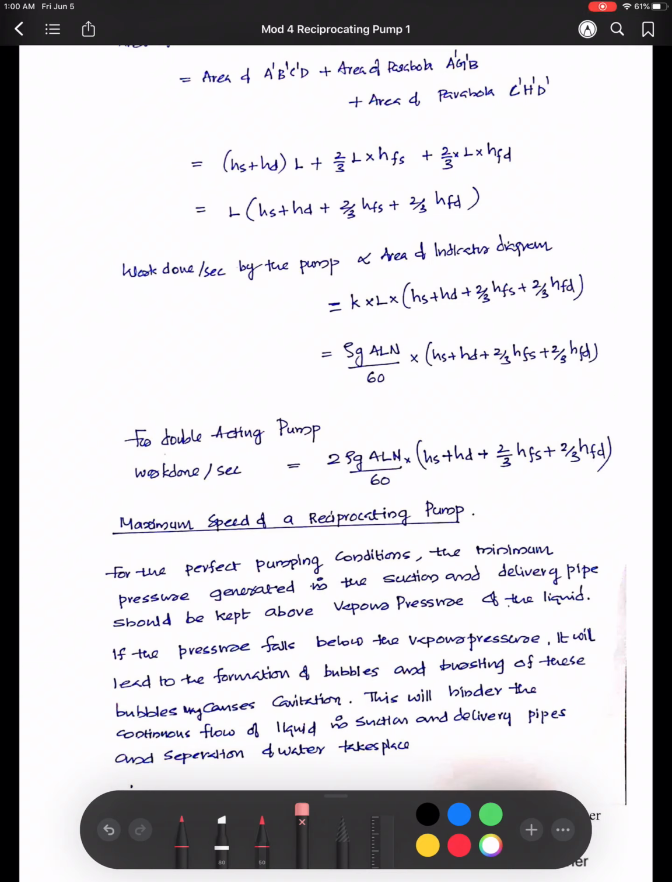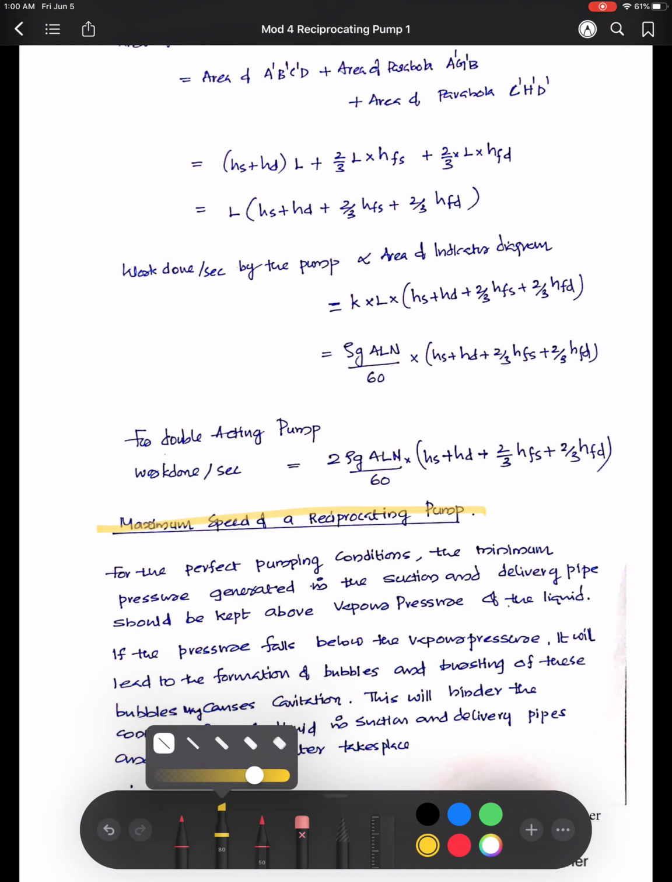Hello everyone. This is the fourth lecture on the reciprocating pumps. Last class we had discussion on indicator diagrams. Today we will discuss some other features of the pump, starting with maximum speed of the reciprocating pump.